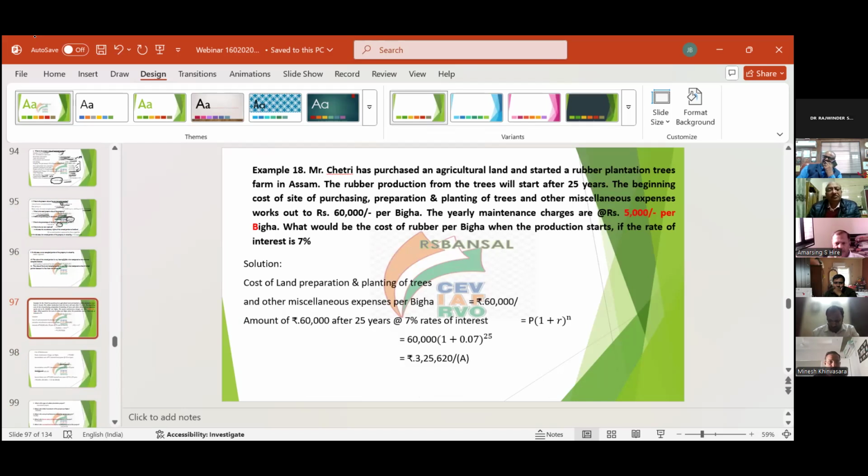Important question. Mr. Chetri has purchased an agricultural land and started a rubber plantation trees farm in Assam. The rubber production from the trees will start after 25 years. The beginning cost of site purchasing, preparation and planting of trees and other miscellaneous expenses was worked out to be 60,000 per acre. The yearly maintenance charges are 5,000 per acre. What would be the cost of rubber per acre when the production starts if the rate of interest is 7%?